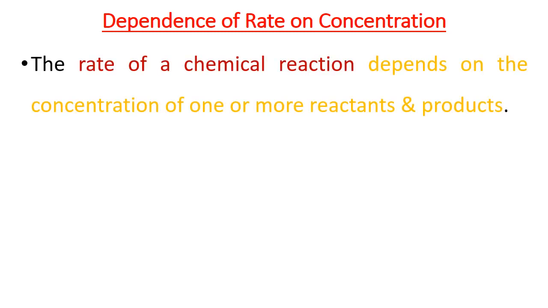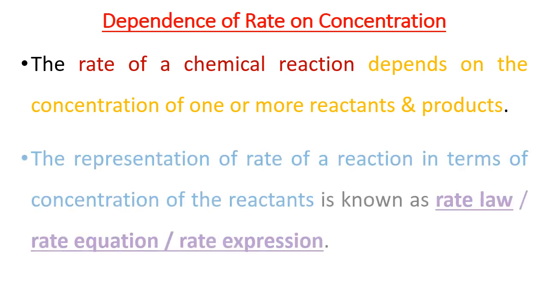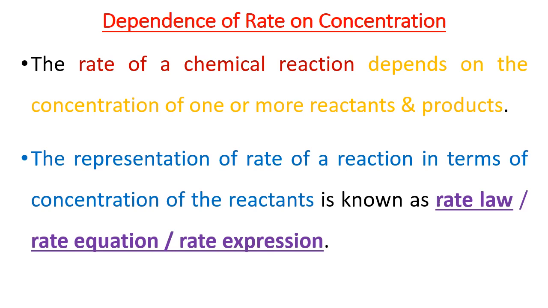Let us discuss the dependence of rate on concentration. The rate of a chemical reaction depends on the concentration of one or more reactants and the products. The representation of the rate of a reaction in terms of concentration of the reactants is known as rate law or rate equation or rate expression.